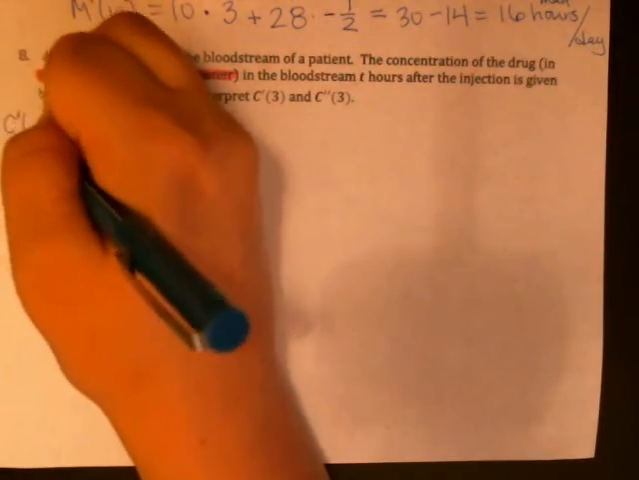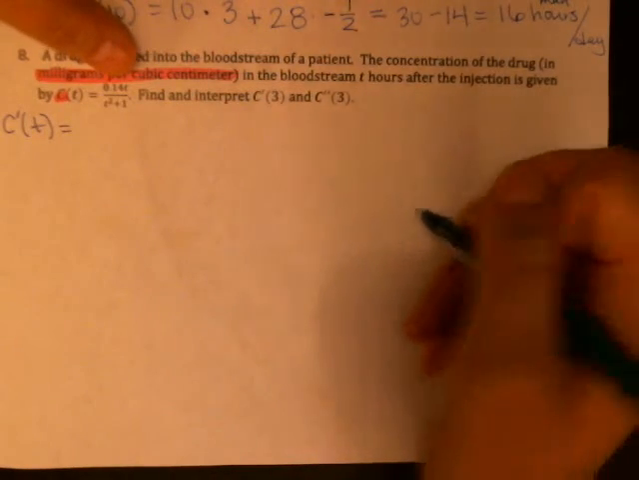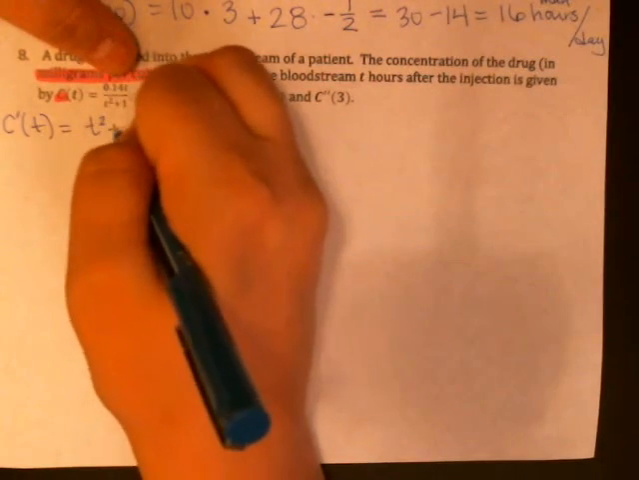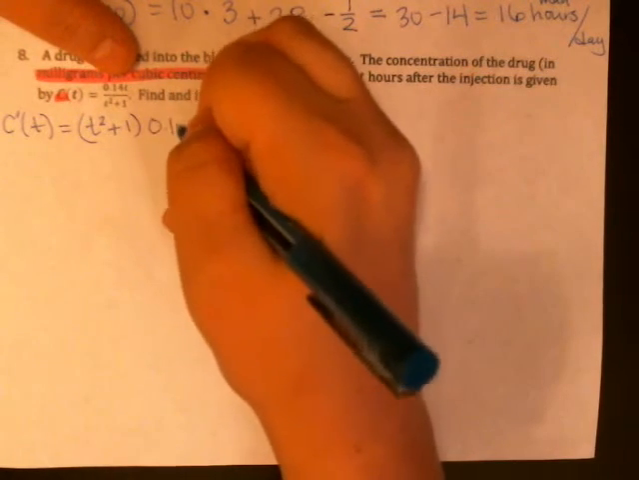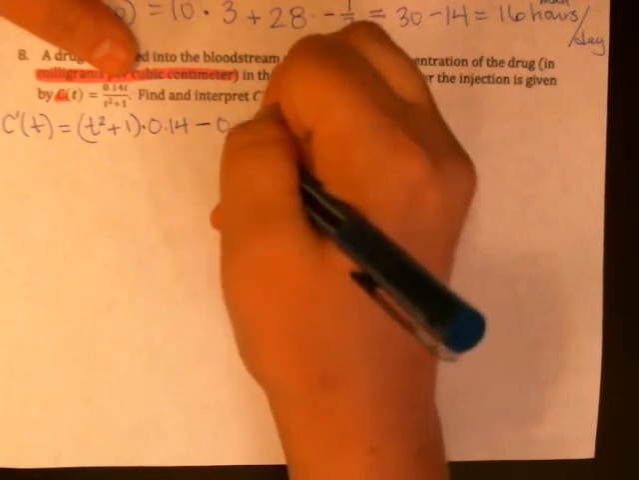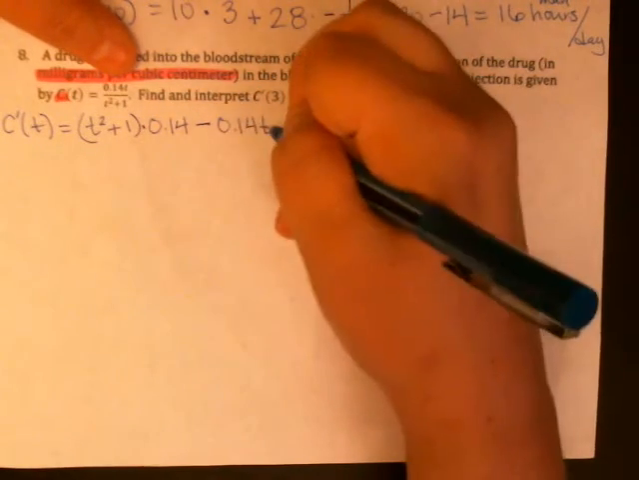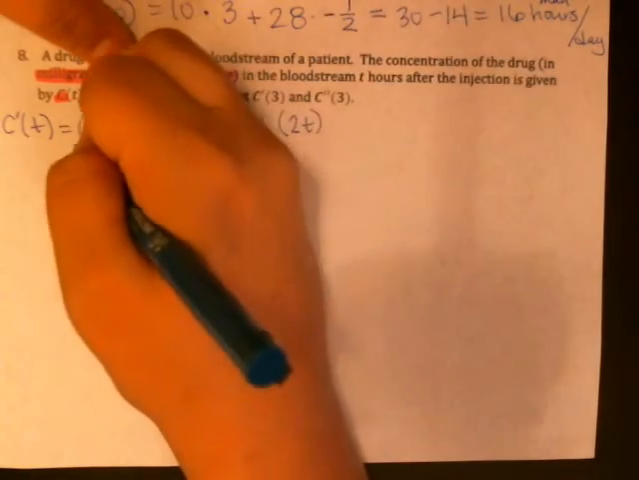So let's first find C prime. C is definitely a quotient, so we're going to take our bottom, t squared plus 1, and we're going to multiply by the derivative of the top, which will just be a 0.14. And then we have a minus the top, 0.14t, times the derivative of the bottom, which is 2t.